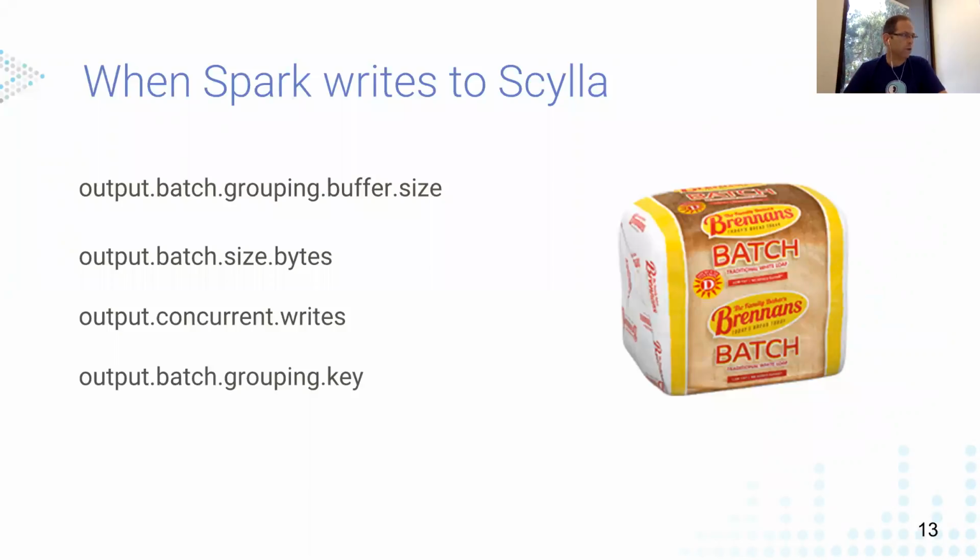Another thing that we have to look at is batch size by bytes. It's basically overridden by the number of rows that you have, and the default is 1,000 rows per batch.